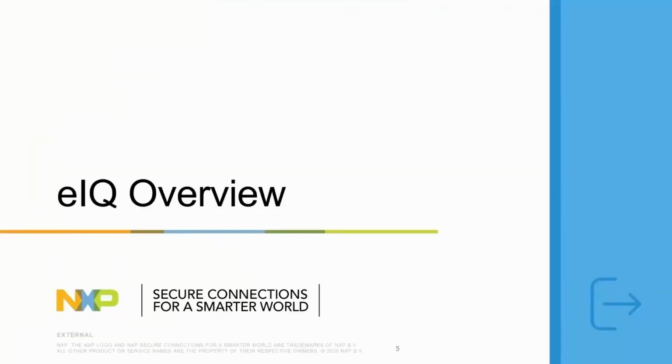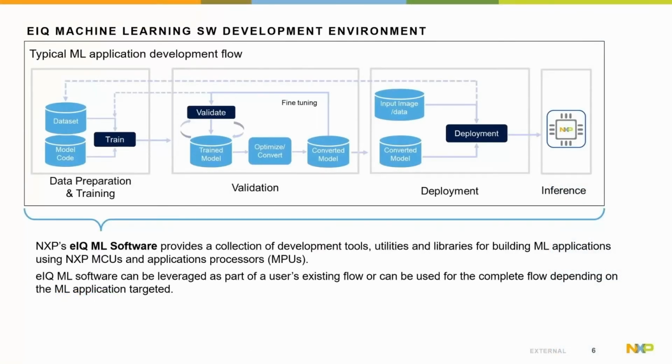So we want at NXP to make it very easy for you to run your neural networks and models on our silicon. To do that, we've created our eIQ ML software libraries and development environment. It's a collection of development tools, utilities, and libraries for building ML applications. And this goes all the way from data preparation and training to validation to deployment and inference on our MCUs and MPUs.